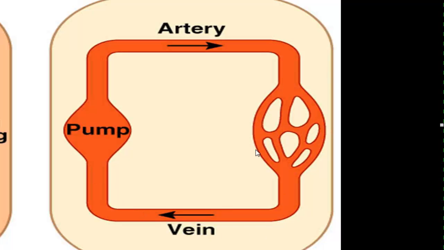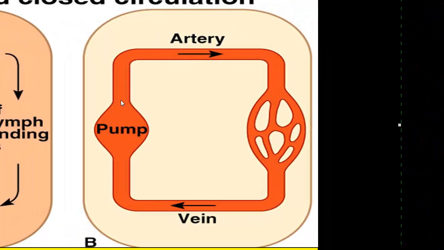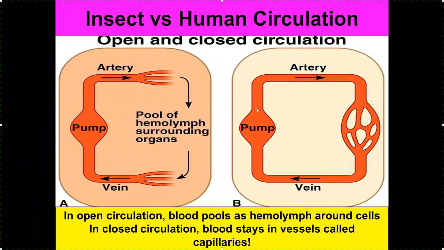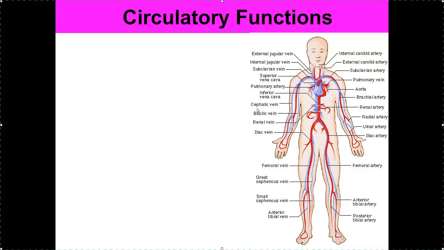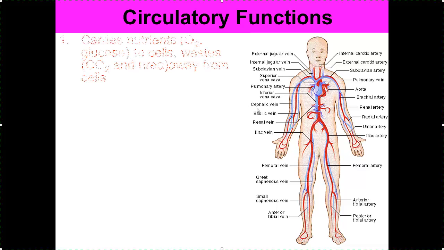Notice that there is no area in which the blood pools in the body. It is totally contained in vessels of your circulatory system. So in an open circulation, blood pools as hemolymph around the cells, and in closed circulation, blood stays in vessels called capillaries. What is the function of the circulatory system?